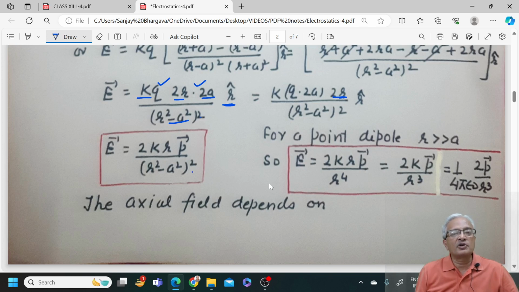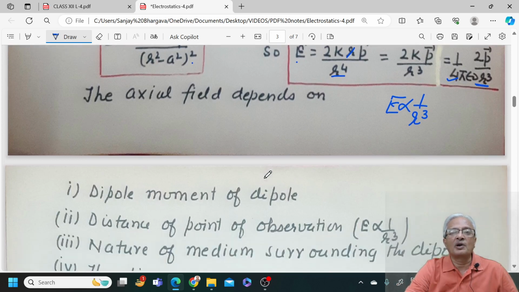Now what was the condition for the point dipole or an ideal dipole? r must be very much greater than a. In that condition, r square minus a square can be replaced by simply r square. So this electric field now becomes twice k r p vector upon r power 4. One r cancels out, giving me twice kp upon r cube. k can also be written as 1 upon 4 pi epsilon 0, so 2p upon r cube. A very important thing to be noticed here is that the electric field is proportional to 1 upon r cube, while in the case of a single charge, it was proportional to 1 upon r square.